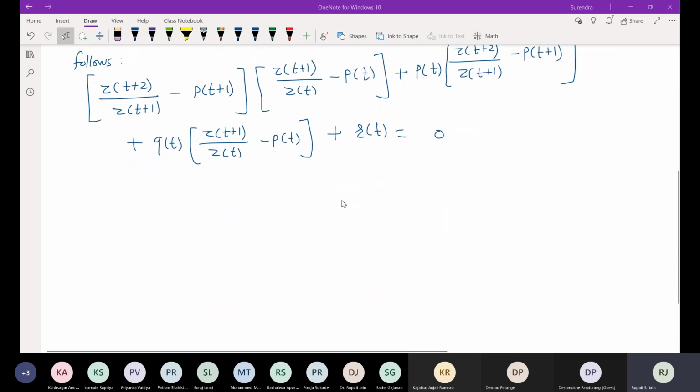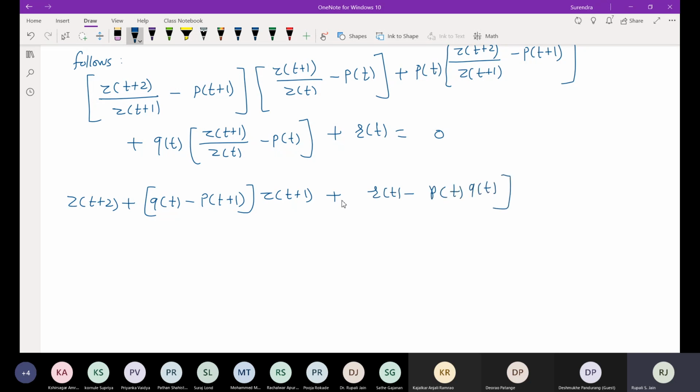You will get z at t plus 2 plus q of t minus p of t plus 1, z at t plus 1, plus r of t minus p of t into q of t, z t is equal to 0. Check this.